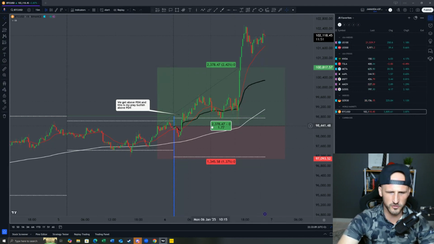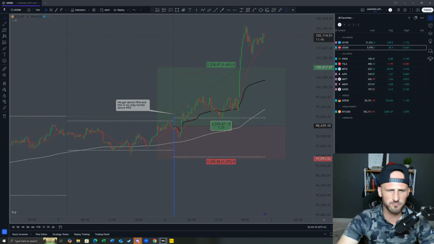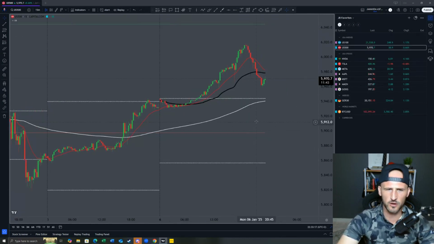You can see off the 200 EMA on the 15-minute chart, it breaks above previous day's highs again. Pretty simple. Breaking above previous day's highs, same as what we did on the S&P.